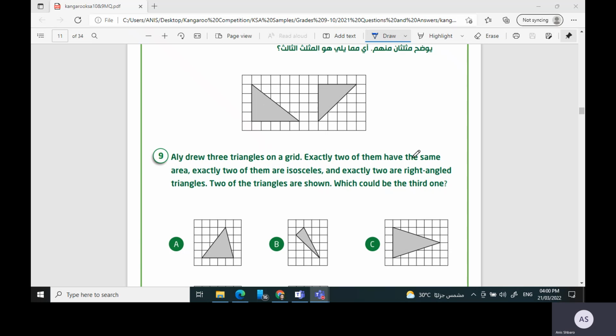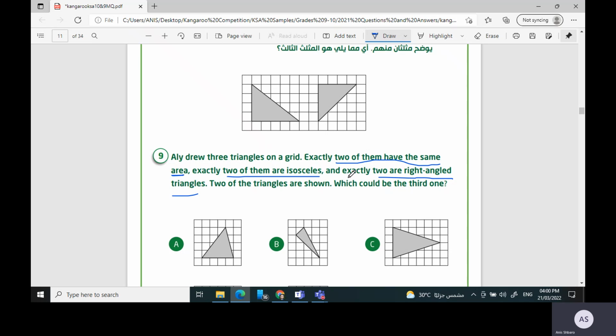Okay, so yesterday we started with number 9. As we mentioned in this question, we had 3 important ideas. Exactly 2 of them had the same area. I underlined these 3 ideas. 2 of them are isosceles and 2 are right angle triangles.